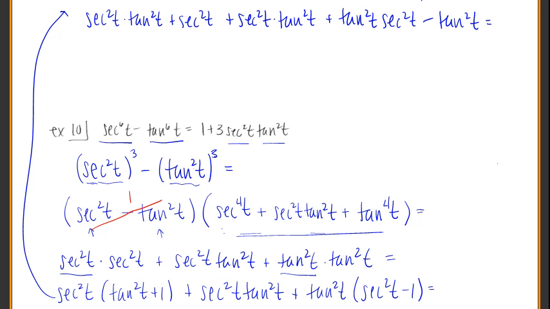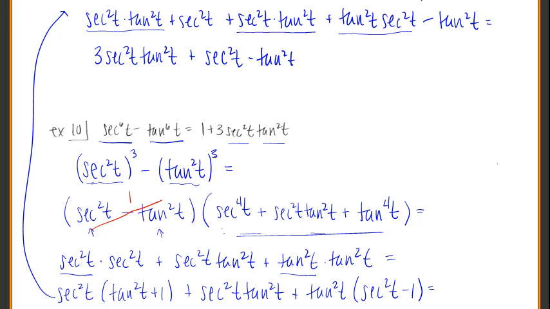Really long, but let's see if we've got any terms that can possibly go away, or we can combine them together. I've got a secant squared t tangent squared t, and tangent squared secant squared, which is the same thing, so you can just move those terms around inside of each other. So I have a total of 3 of these, of secant squared t tangent squared t. And what I also have is secant squared t minus tangent squared t.